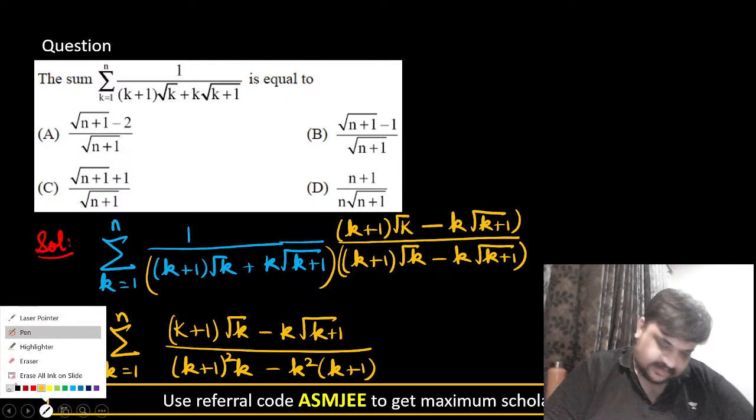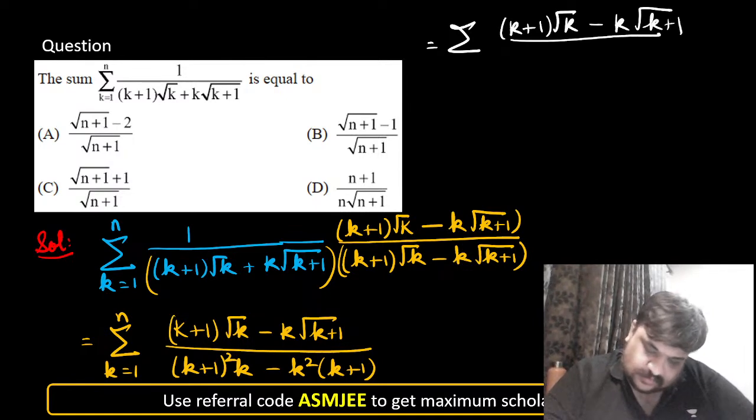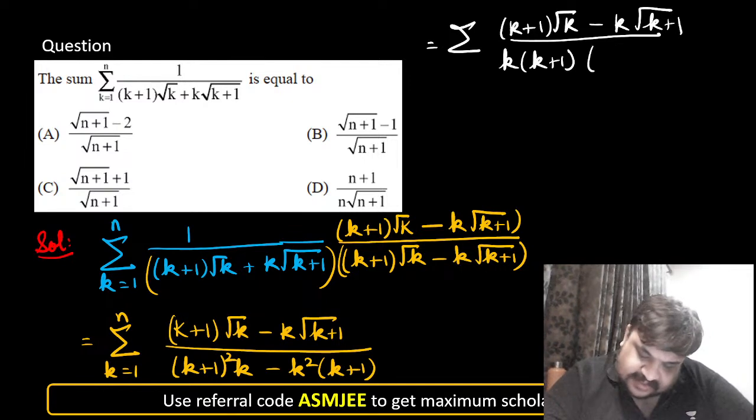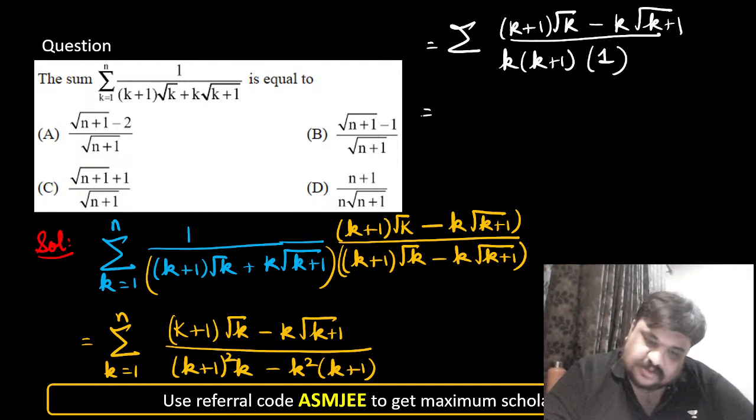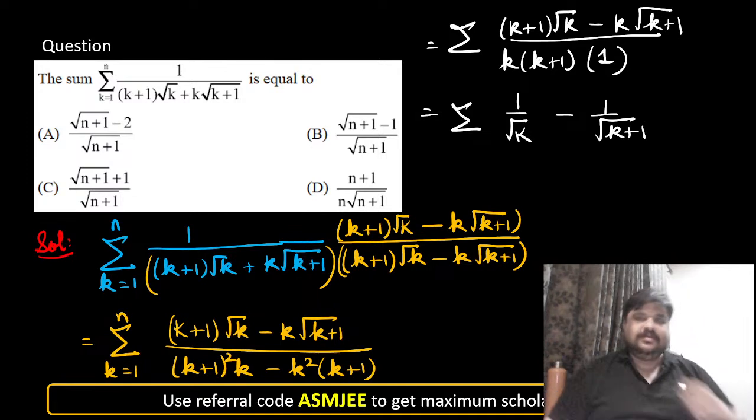the denominator we can simplify. k into k plus 1 you can take out common. What is left is k plus 1 minus k, which is 1. Oh, how cool. So now you can write it as 1 by root k minus 1 by root of k plus 1. How easy.